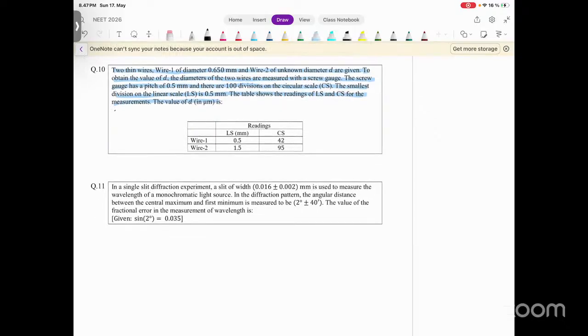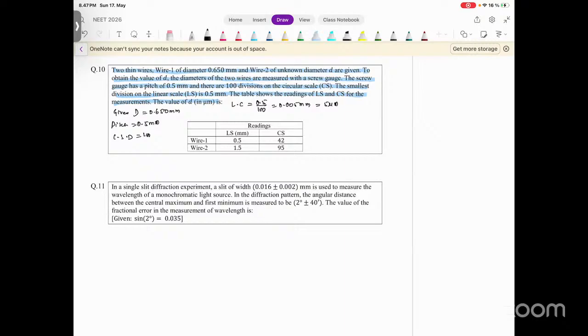So let me write the data given. The diameter of the wire is given as 0.650 mm, the pitch is 0.5 mm, and the circular scale divisions are 100. So the least count is 0.5 divided by 100, that is 0.005 mm, which is 5 micrometers.